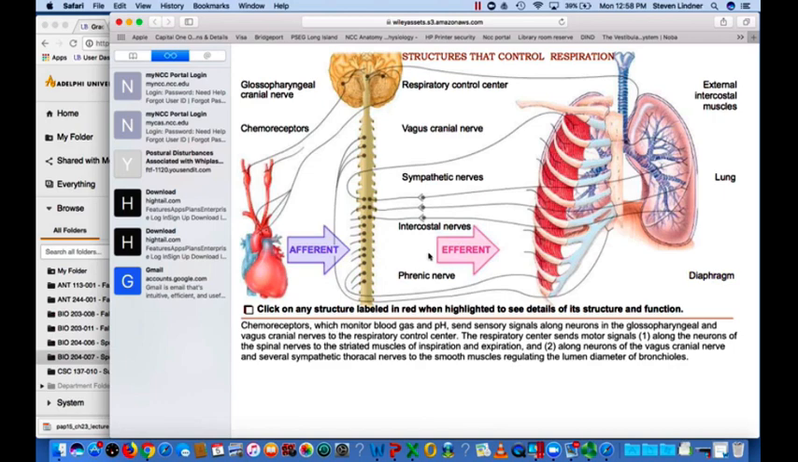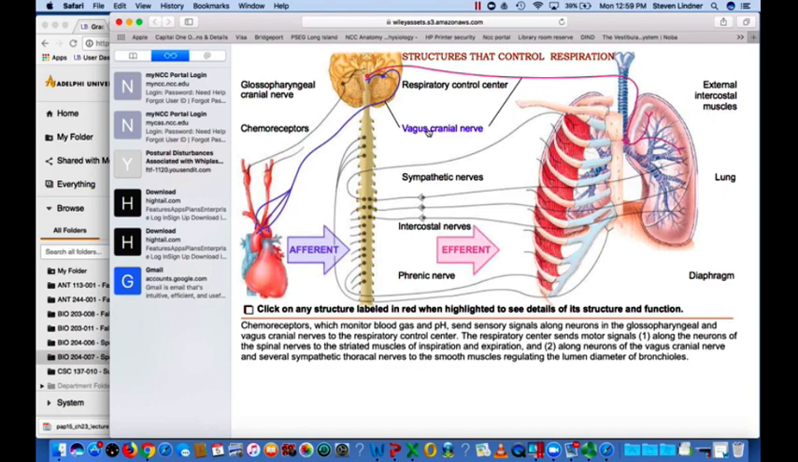So chemoreceptors, which monitor the blood gas and pH, are going to send sensory signals along the glossopharyngeal and the vagal cranial nerve to the respiratory center. Typically here we've got cranial nerve 9, we have cranial nerve 10, and we can see that cranial nerve 10 has both a sensory portion and a motor portion to it.